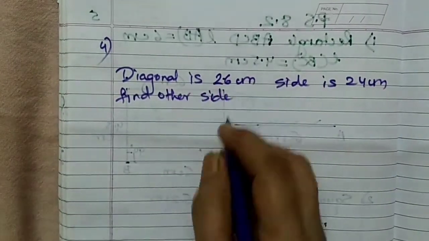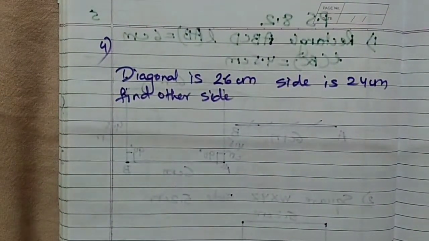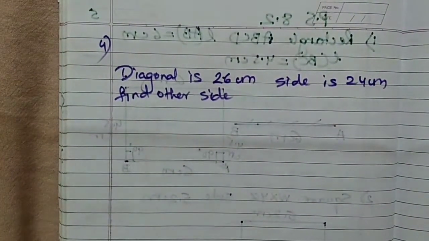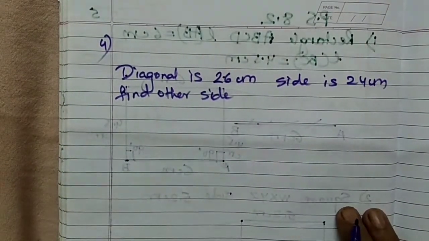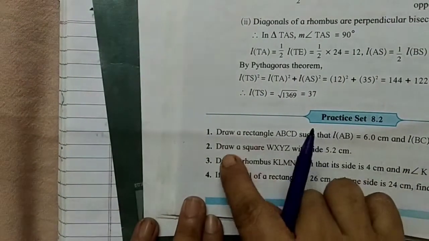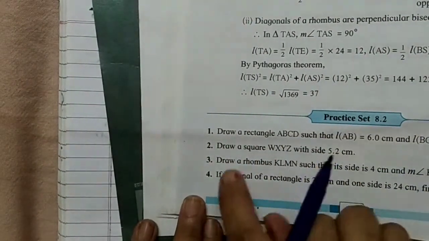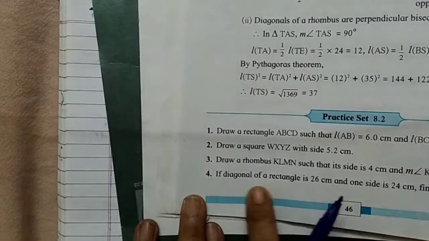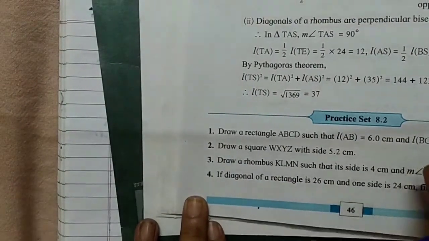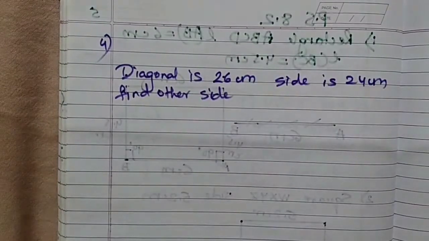Now this sum is not a construction sum. Remember, they have not asked us to draw. Whenever it says draw, you have to do construction, but here this sum has to be solved. This is a sum to be solved, it is not to be drawn. We have to draw a rough figure.